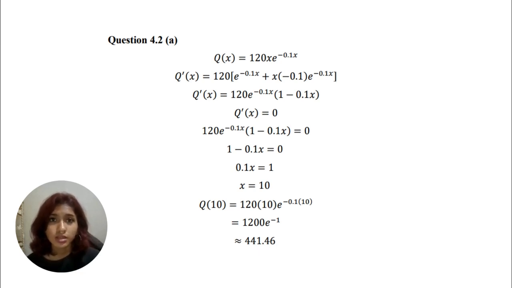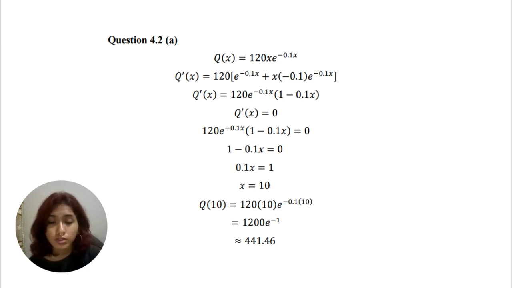Today I'll be explaining question 4.2a, which is about cooling fin efficiency. The heat transfer equation for this is Q of x equals 120x times e to the power of negative 0.1x, where x represents the fin length in centimeters. The objective of this question is to find the optimal fin length that gives the maximum heat dissipation.